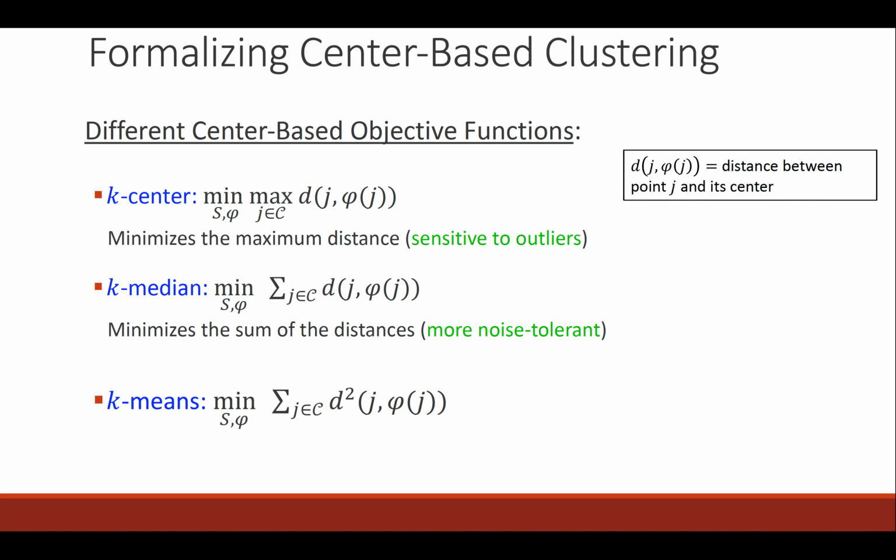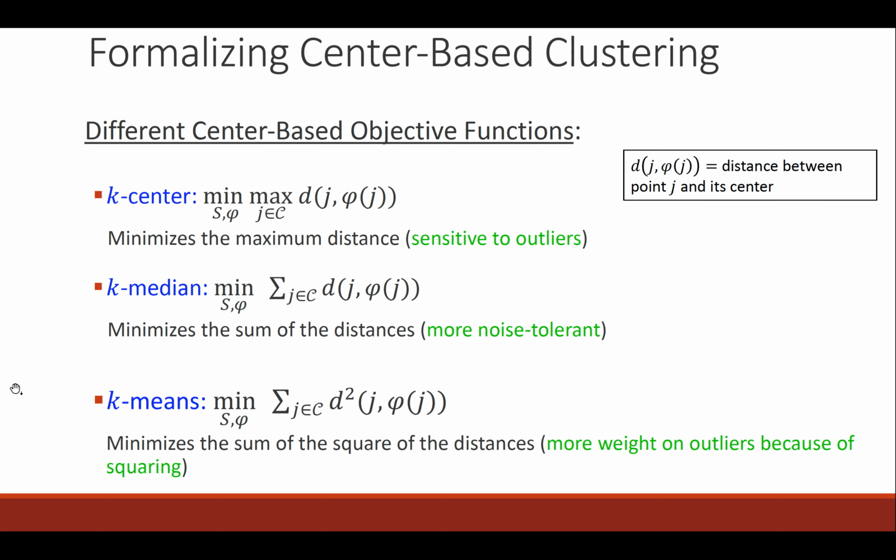The k-means is sort of like the k-median, but instead of minimizing the distance, we minimize the square of the distance, and as a result, the k-means is roughly between the k-median and the k-center objective in terms of its sensitivity to outliers. Taking the square basically makes large values even larger, and as a result, the k-means is more sensitive to outliers than the k-median, but it's not as sensitive to outliers as the k-center because it basically aggregates instead of looking at the maximum distance.